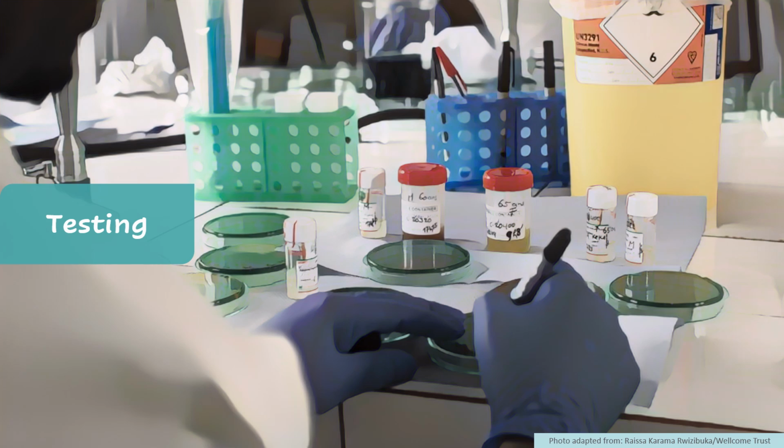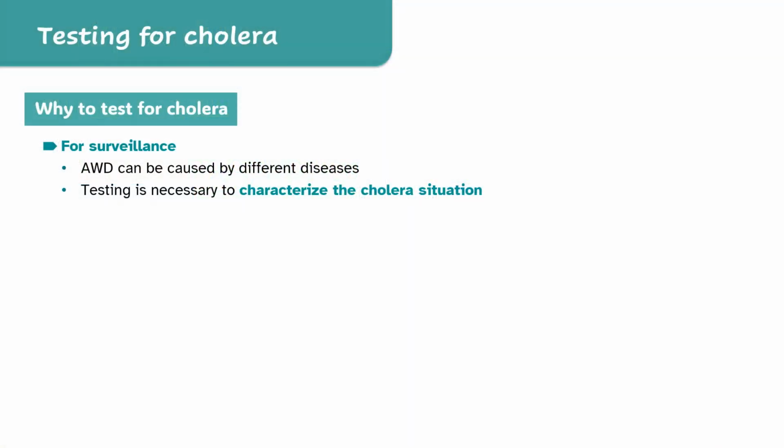We will now look into key principles for testing patients with suspected cholera. Because AWD can be caused by different diseases, testing for cholera is important for surveillance in order to characterize the cholera situation.